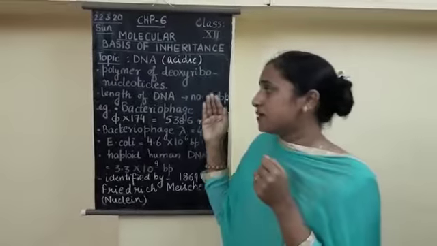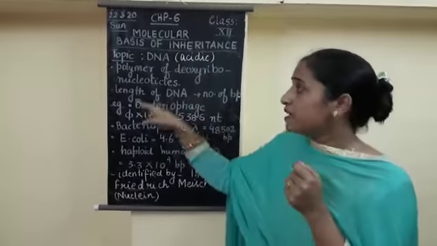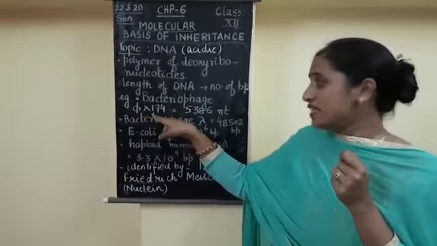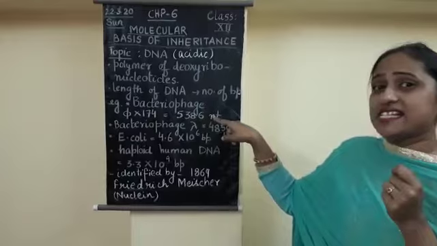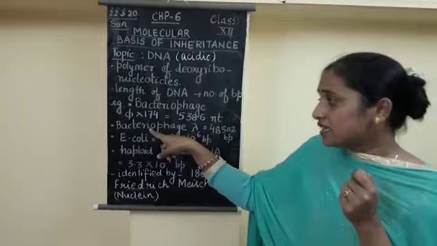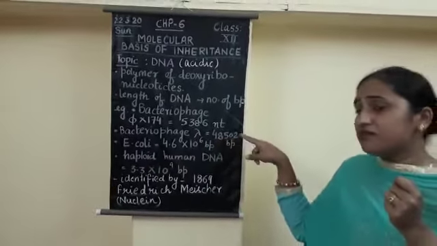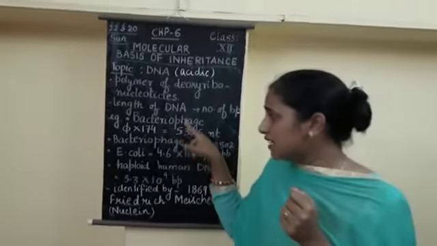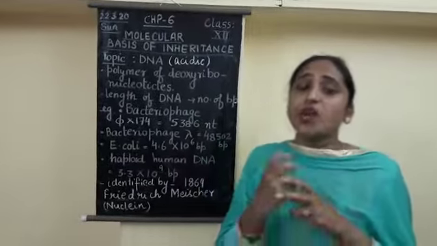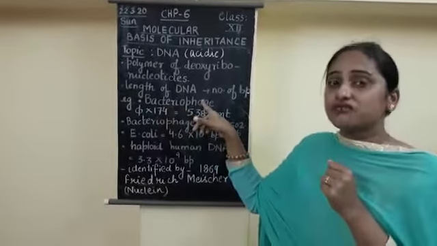The length of the DNA is a characteristic of an organism. For example, bacteriophage phi X 174 has 5386 nucleotides, and this number will always be constant. Another example is bacteriophage lambda, which has 48502 base pairs. What are bacteriophages? Bacteriophages are viruses which infect bacteria, or which eat the bacteria. Phage means to eat.